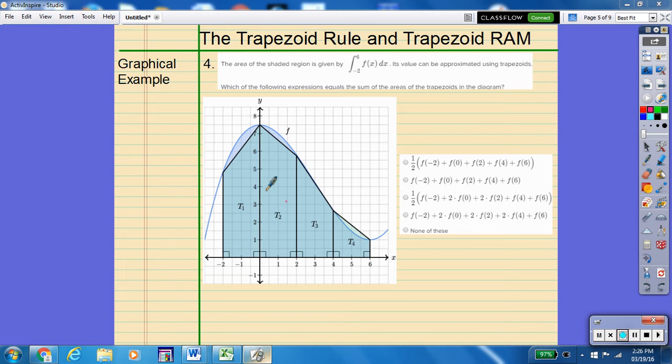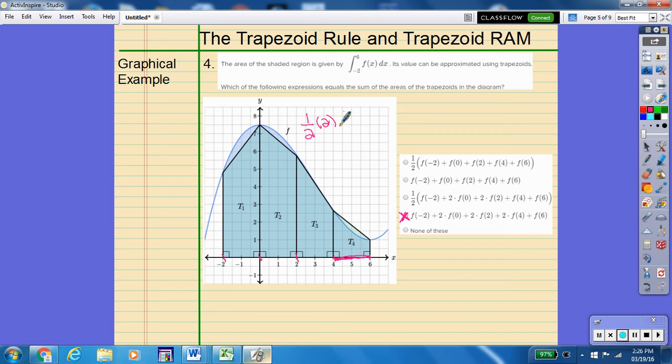So the answer that I'm going to come up with is this one right here. And the reason I chose this answer is because if I start with the formula, 1/2 times the delta x. Well, in this case, if you notice, these trapezoids are all equally spaced 2 units apart. So this is going to be your height right here. And so if I multiply 1/2 times 2, automatically that's going to become 1.